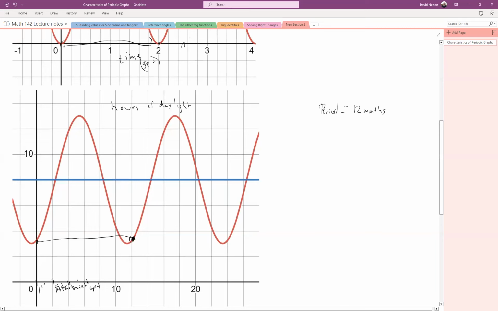maybe mid to four, it should be the 6th month, about June, we got the most daylight in the year, and then the least amount of daylight sometime in December typically. And so our period is about 12 months, takes 12 months to go through that cycle. The midline, it varies on where you are in the world, but this midline appears to be about 8 hours, right?